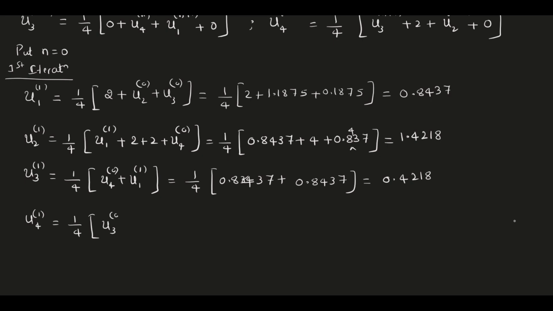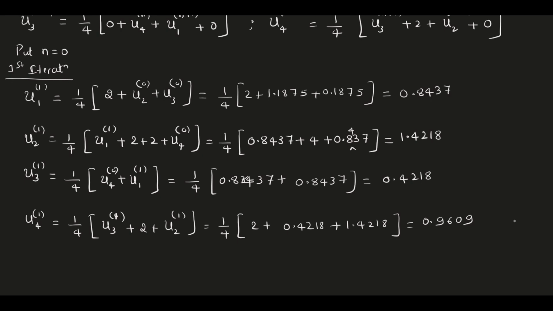u3 of 1, put n as 0, plus 2 plus u2 of 1. 1 by 4, 2 plus u3 of 1, which is the previous value 0.4218. Next, the previous value 1.4218. These two previous values are used here. Simplify it, so you will get 0.9609. These are the values after the first iteration.